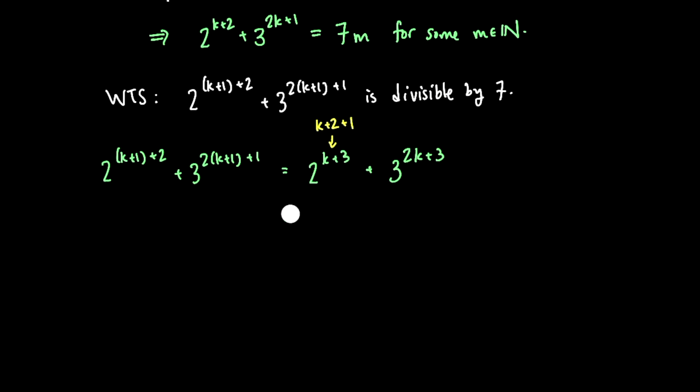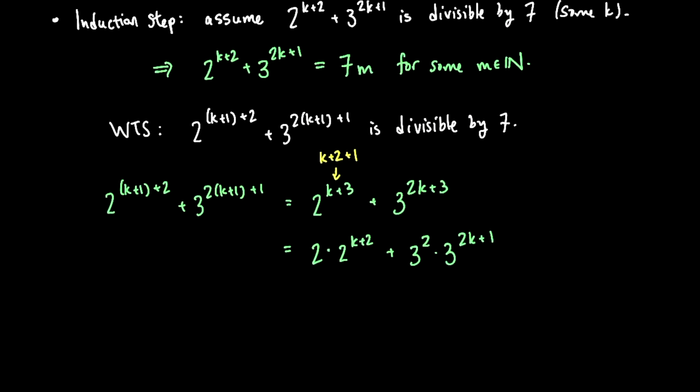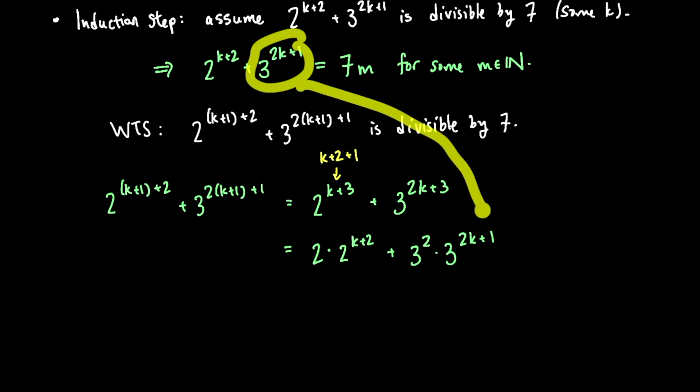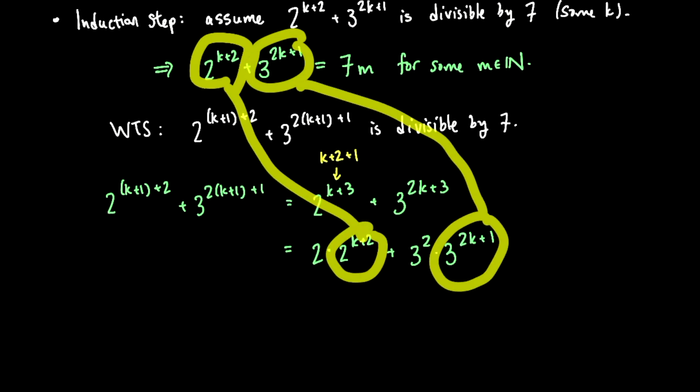And then I can split up the exponent. I can write this as a product of 2 powers of 2. So I've got 2 times 2 to the k plus 2, plus 3 to the 2k. Well, let's borrow a 2 from here: 3 squared times 3 to the power 2k plus 1. Just so that it matches a little bit. I have a 3 to the power 2k plus 1 in both expressions, and I have a 2 to the k plus 2 in both expressions.